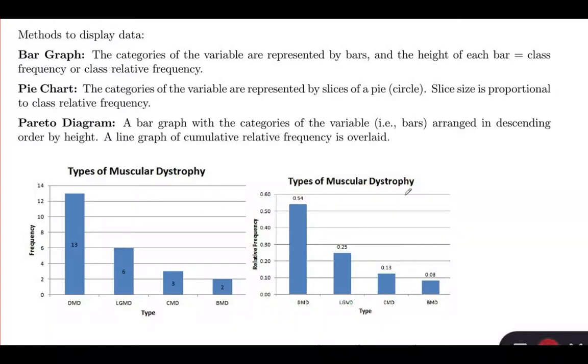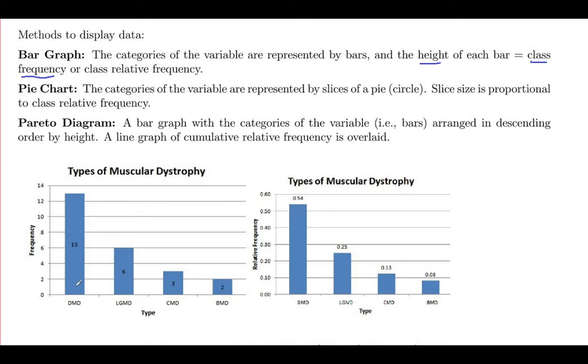So now we've got this data for muscular dystrophy, the different types, and we want to know, how could we display that data? Well, one way to display it would be with a bar graph. Your categories are the variables that are represented by the bars, and the height of each bar is going to equal the class frequency.